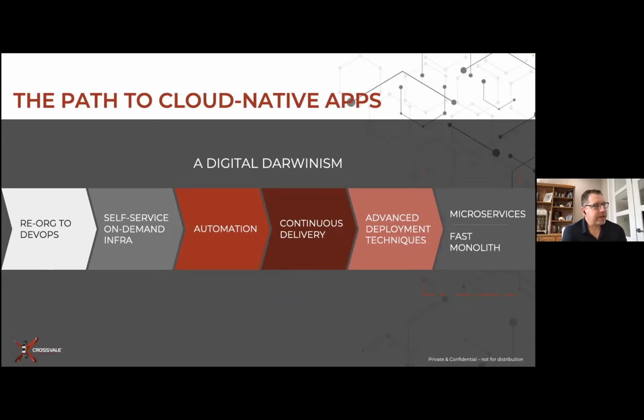So the path to cloud native applications is not going to happen overnight. It's a process. It starts with people and not just a product. So as you can see, it goes through this evolution until you get down to the microservices path. As you reorg to DevOps, you do self-service on-demand infra, you do some automation, continuous delivery, advanced development techniques, leading into microservices from a monolithic approach.